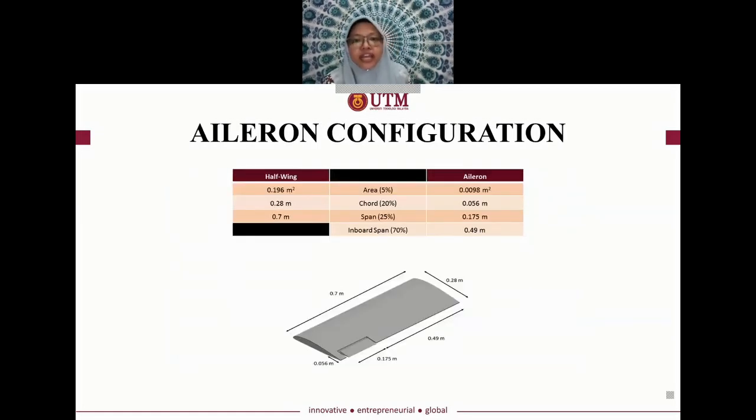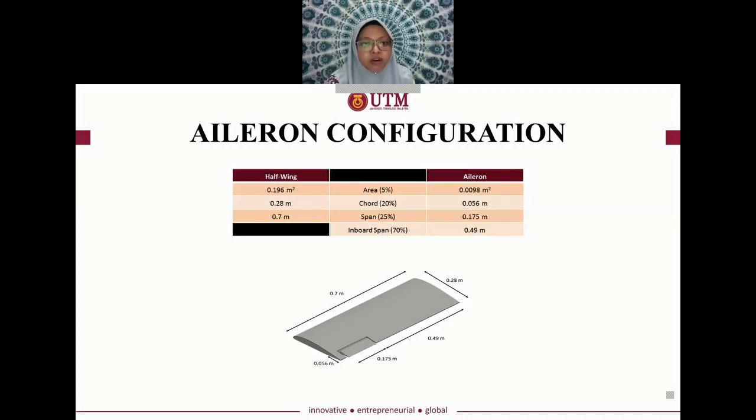Next, moving on to the aileron configuration. According to previous studies, aileron should take about 5 to 10% of the wing area. The ratio of aileron chord to wing chord must be about 15 to 25%, and the ratio of aileron span to wingspan must be around 20 to 30%.